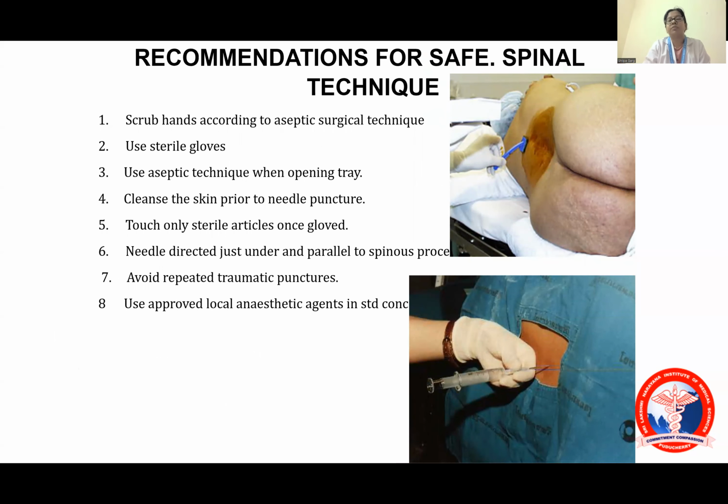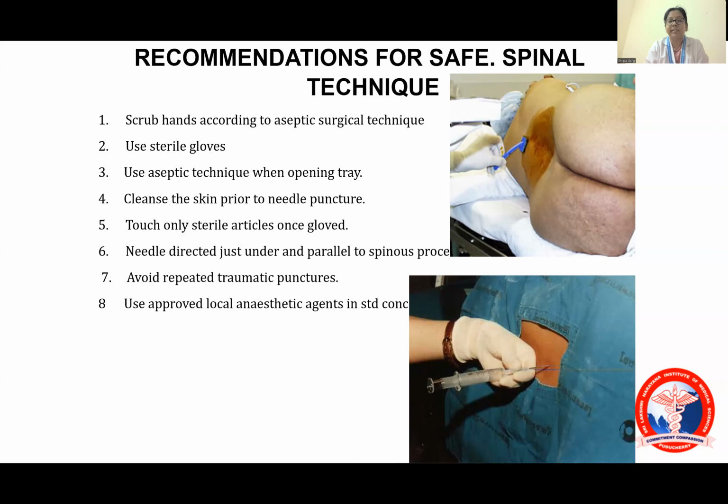What are the recommendations for safe spinal technique? First of all, asepsis. Like any other surgical technique, asepsis has to be maintained. So, hands are scrubbed according to aseptic technique. Then, sterile gloves are used. Then, aseptic technique is used while opening the spinal tray also. Before the skin puncture, we need to cleanse the skin properly. Then, after you have worn the gloves, we have to touch only the sterile articles.